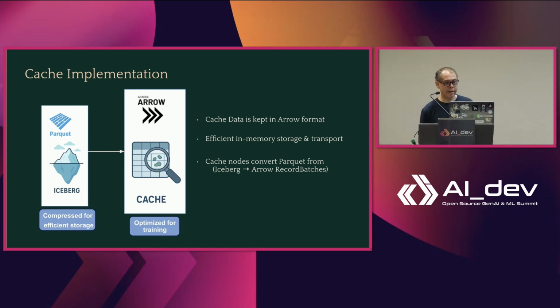As far as the implementation, going down more to the details, we have the efficient storage in Parquet format and the tables in Apache Iceberg, and then we load that data into Apache Arrow, which constitutes our cache, and we store the data in memory, and that's how Apache Arrow works.